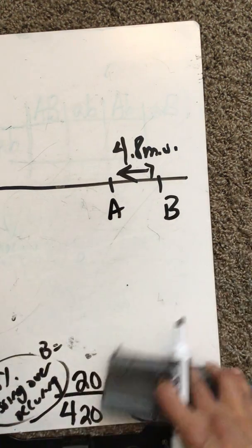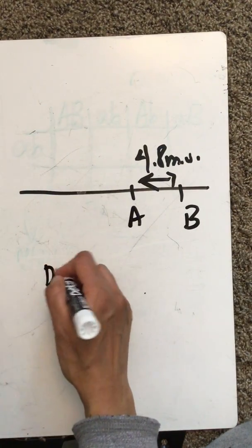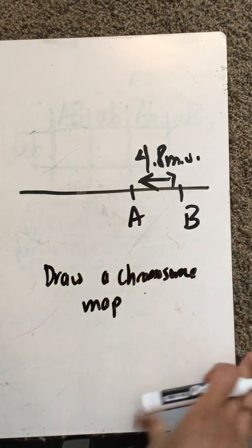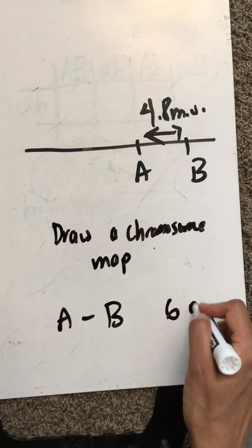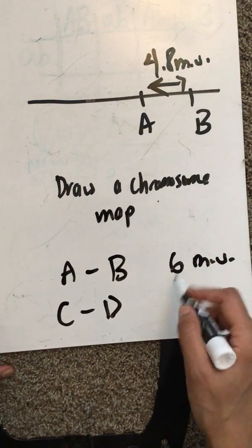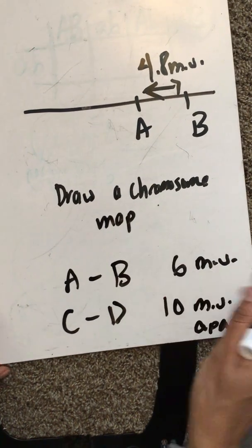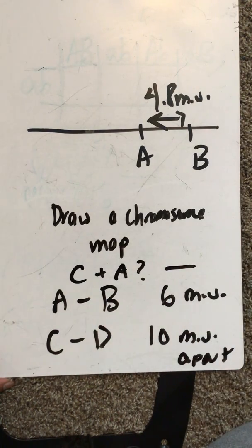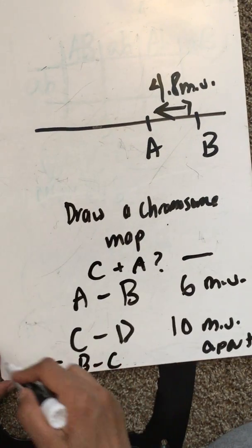Now they're going to ask you to draw a chromosome map. They're going to say, hey, if genes A and B are 6 map units apart and genes C and D are 10 map units apart, how far are C and A? And then we're going to say B and C are 10 map units apart.